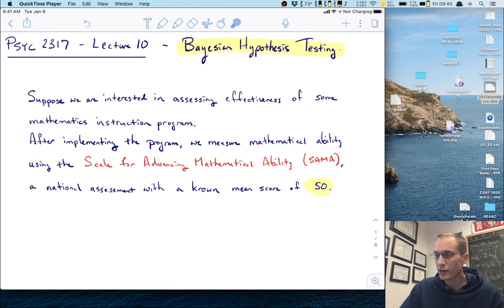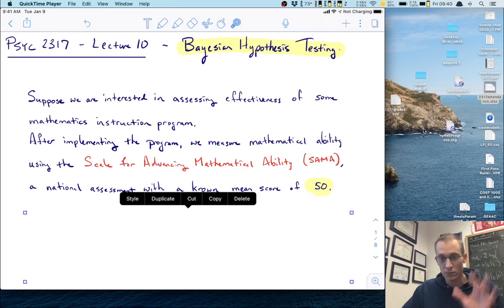Let's suppose that we are interested in assessing the effectiveness of some mathematics instruction program. And after implementing the program, we measure mathematical ability using something called the Scale for Advancing Mathematical Ability, the SAMA. It's this fictional national assessment that has a known mean score of 50. So that's what we're going to be comparing our treatment group to.